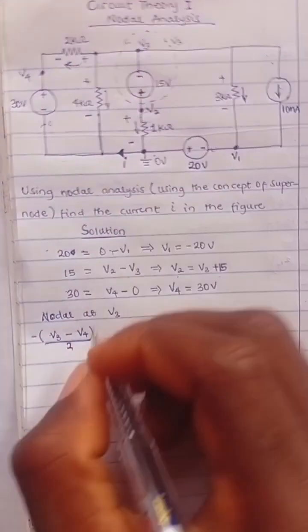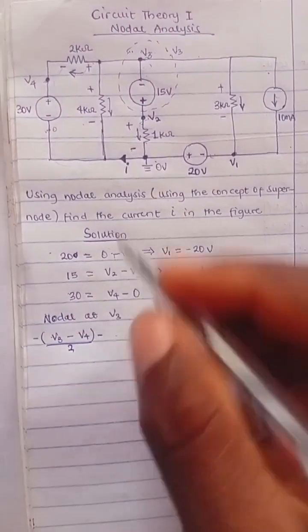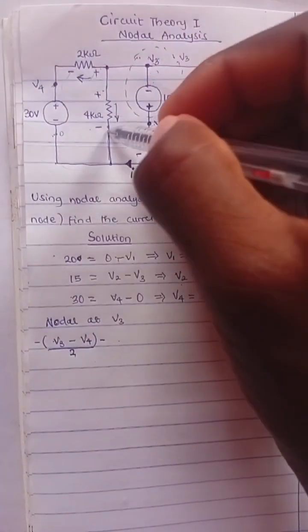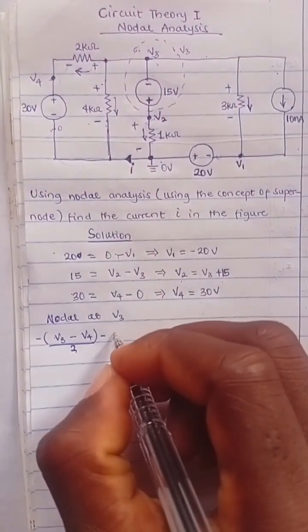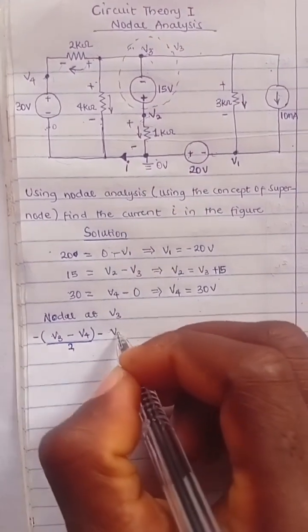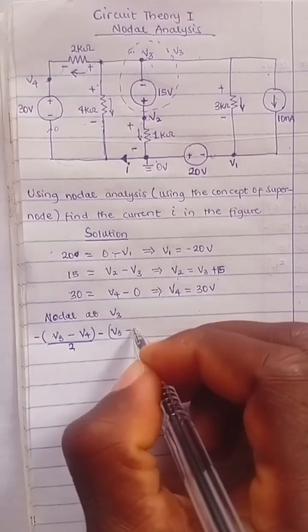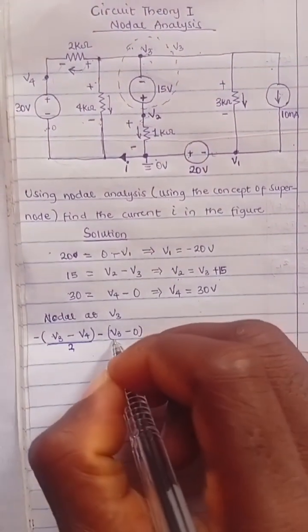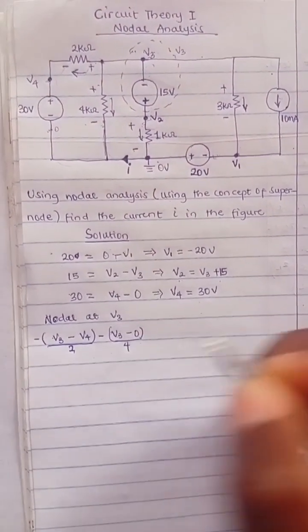The next is this branch. The current is leaving, so it's still minus. So what's the value of the current leaving? That will be voltage at the positive minus voltage at the negative divided by the resistance. Voltage at the positive side, remember, is still at node V3, so that will be V3 minus voltage at the negative side, which is here. You can trace it down to ground. That's 0, divided by that resistance, which is 4 kilo ohm.